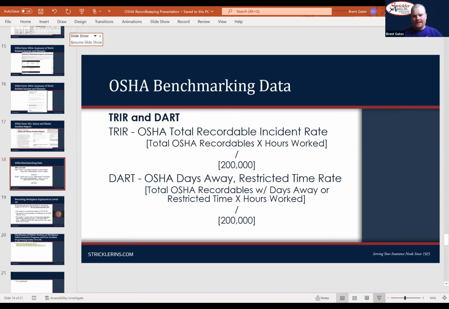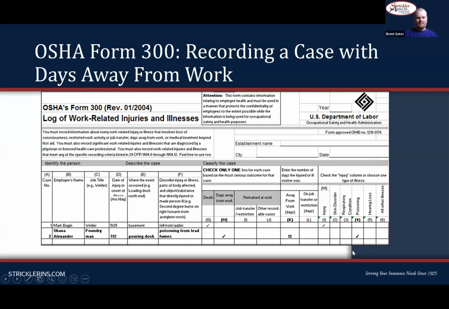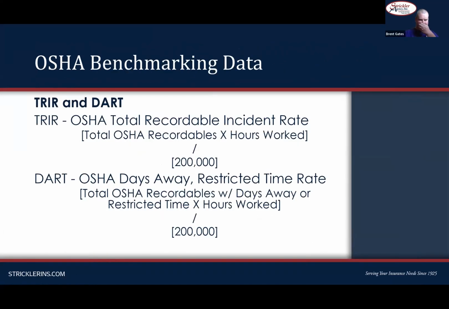So we talked about that. The next thing I want to talk about is your TRIR and your DART rates. So your TRIR is your total recordable incident rate, which is your total number of OSHA recordables multiplied by the hours worked that we put on the 300A. And then we divide that product by 200,000. That's going to give us a number, probably between 0 and about 12 if you're on the higher end. I have seen higher numbers than that as well. But that's going to be our total recordable incident rate.